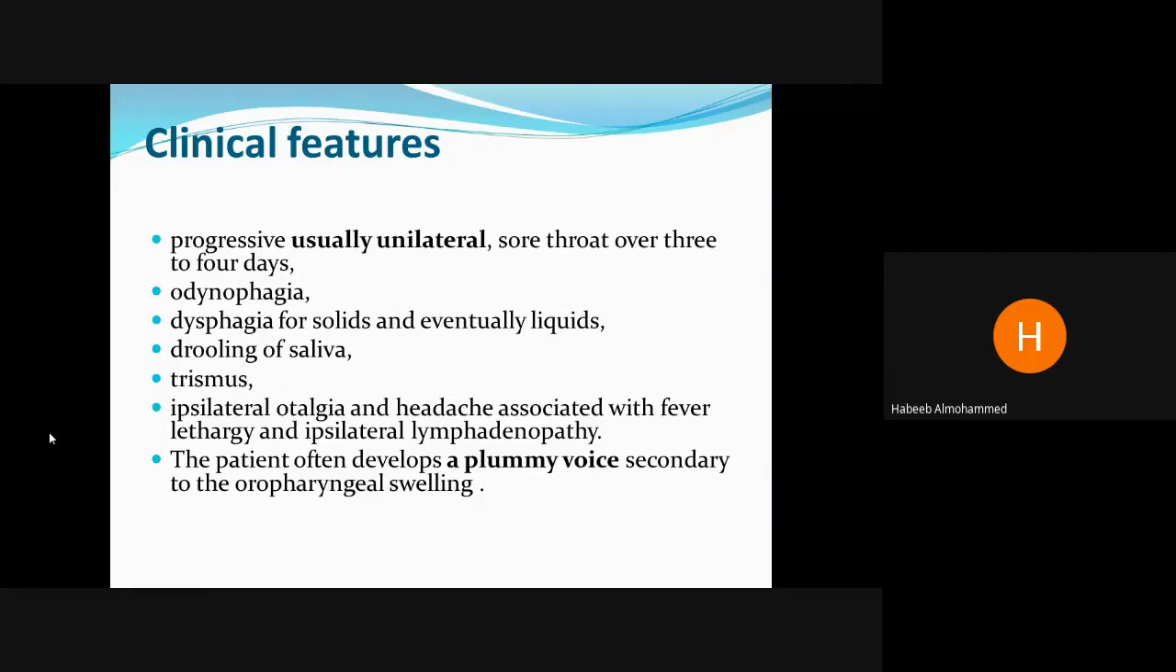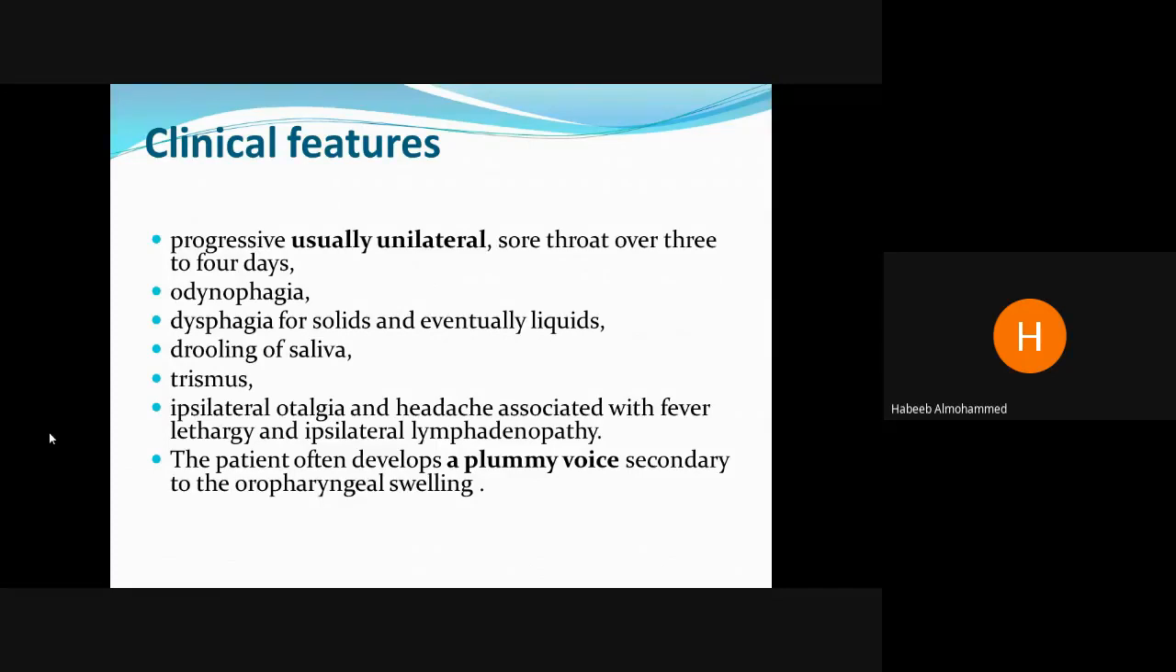Trismus is a very important manifestation of peritonsillar abscess: inability to open the mouth. We usually open the mouth by three-finger breadth. That is, the distance from the lower jaw to the upper jaw, clinically we can widen to three-finger breadth. The patient cannot open even to one-finger breadth. Trismus is due to inflammation and irritation of the pterygoid muscle.